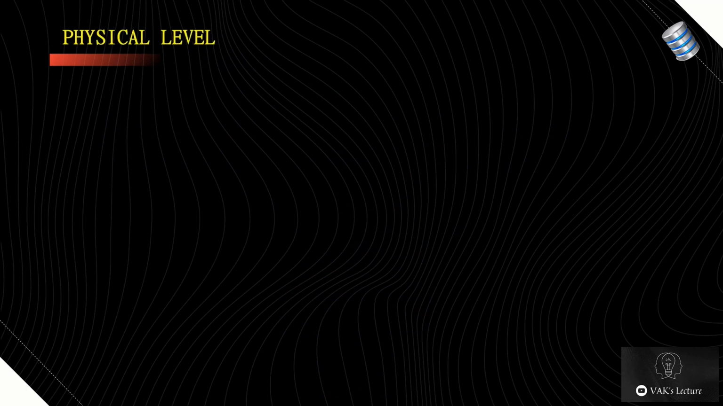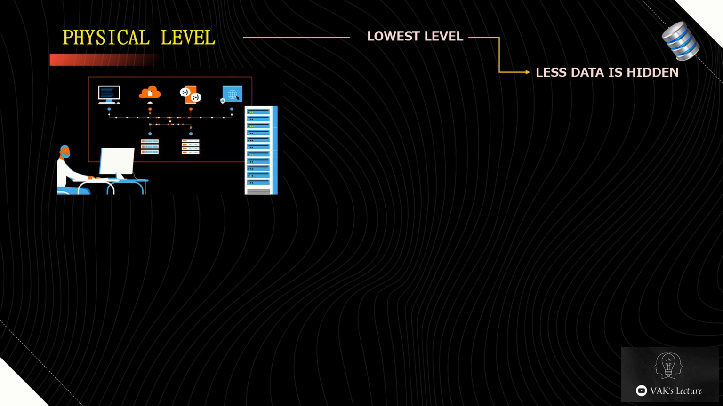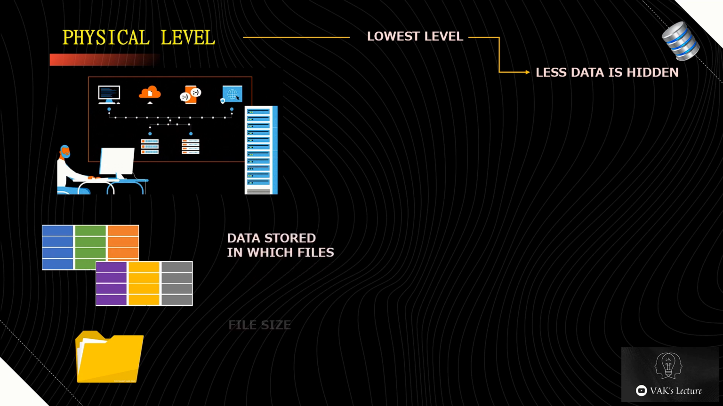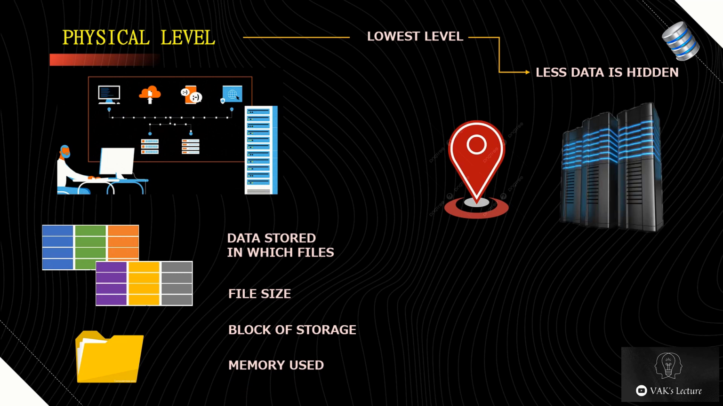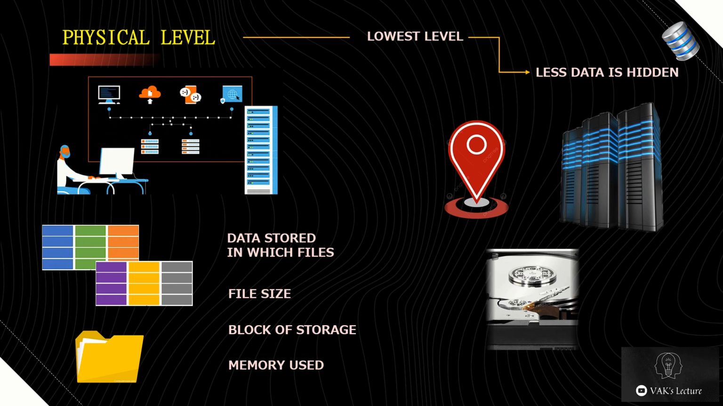Let us start with the physical level. It is the lowest level of abstraction. That means very little data is kept hidden at this level. This is where the data is actually physically present. We see the data in table structure, but actually it is stored in files. At the physical level, we can know in which files the data is stored, the size of the files, the block of storage, or the memory used. It tells the location of the data, or at which server or hard disk the data is stored. So all this information is present at the physical level.